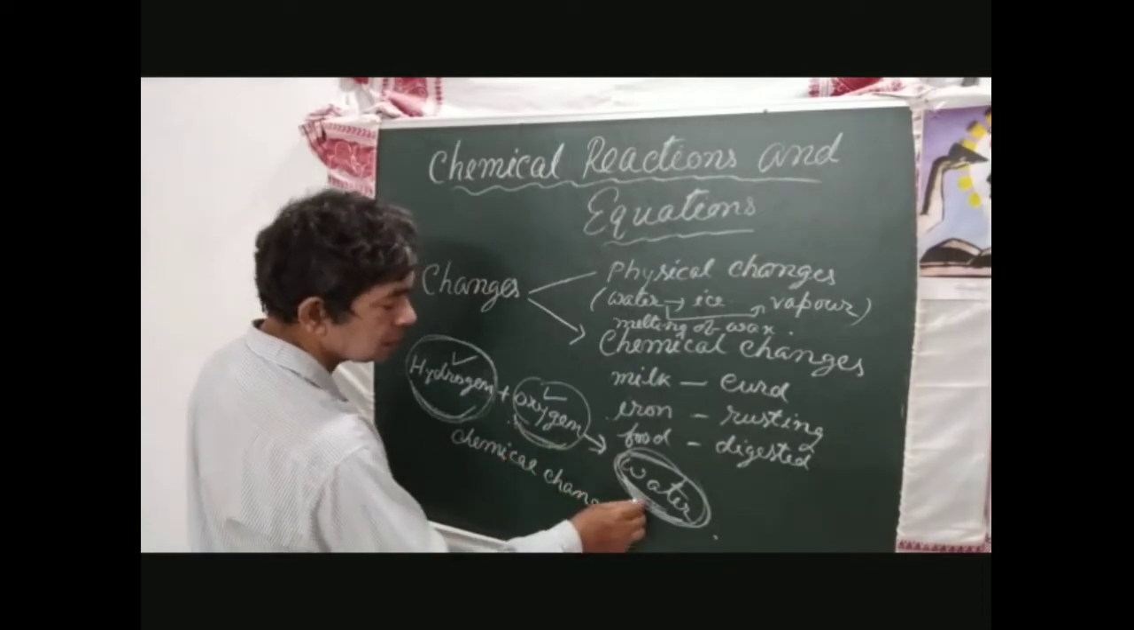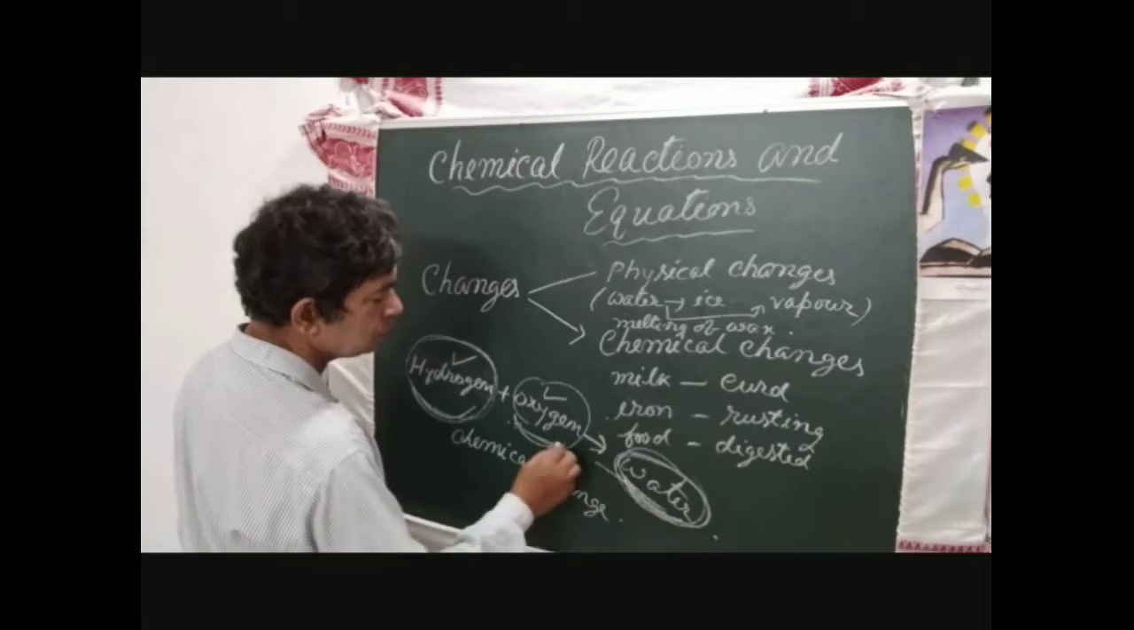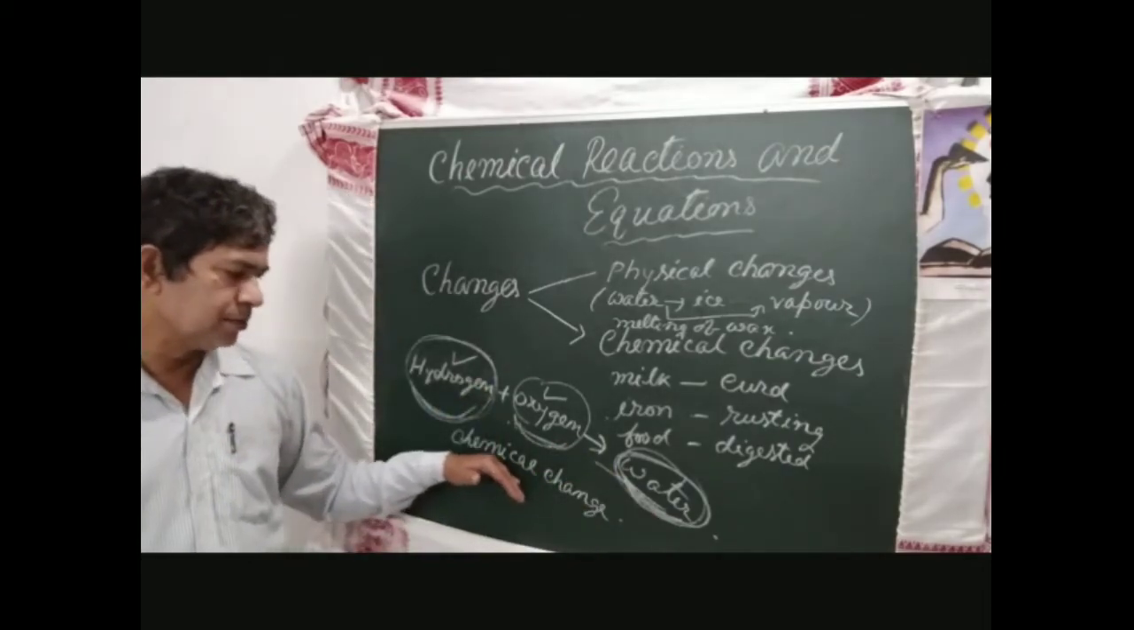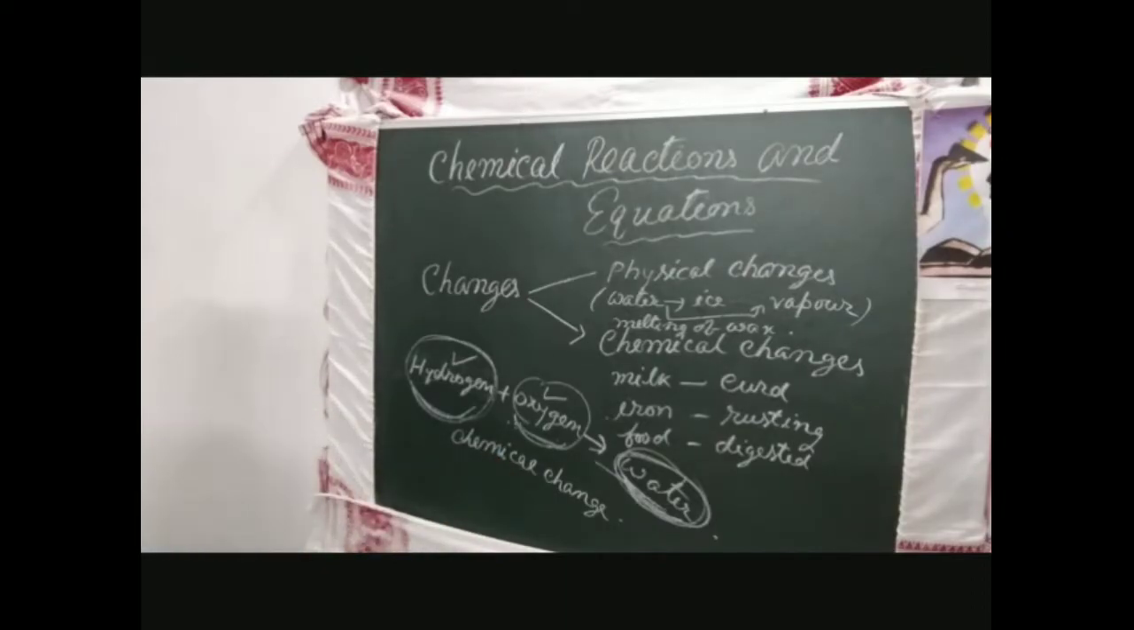Here, a new product, a new substance, is produced through this reaction. So this type of change is a chemical change. Let's do an activity. When a chemical change takes place, there is a reaction resulting. So what happens? Let's do an activity.